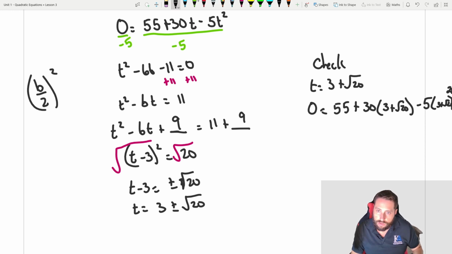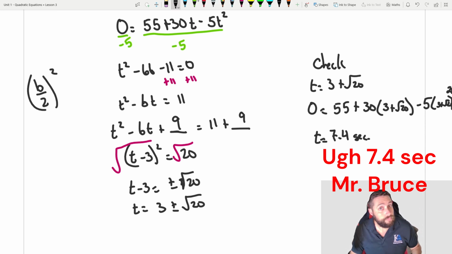When it reaches the 0 height, t is equal to 7.4 seconds. Okay, don't worry, you can use a calculator for this. But when you simplify it all, you should get t is equal to 7.4 seconds.